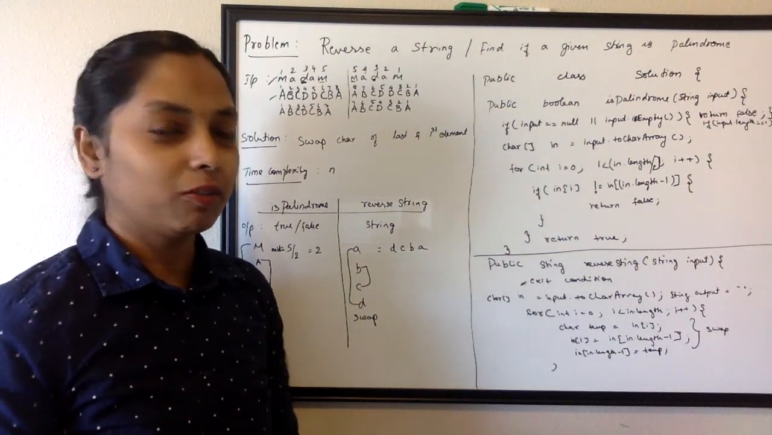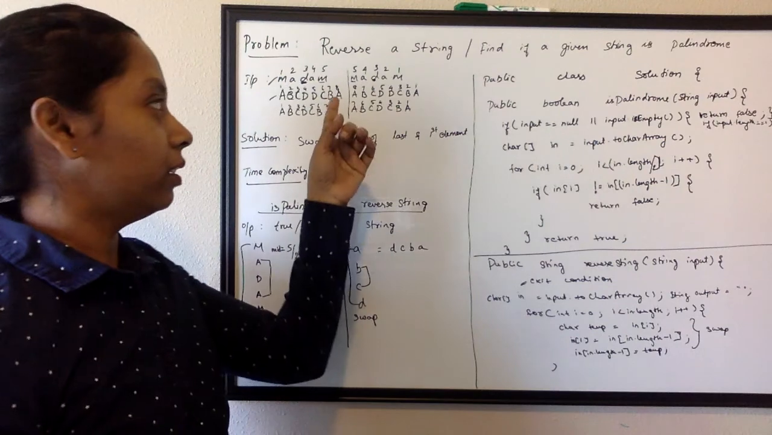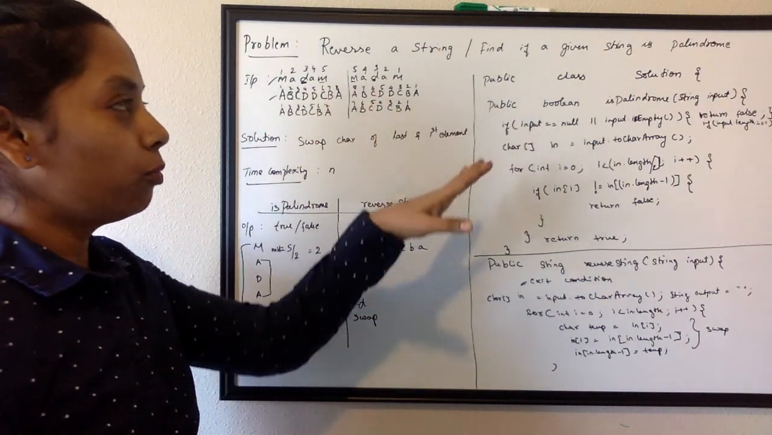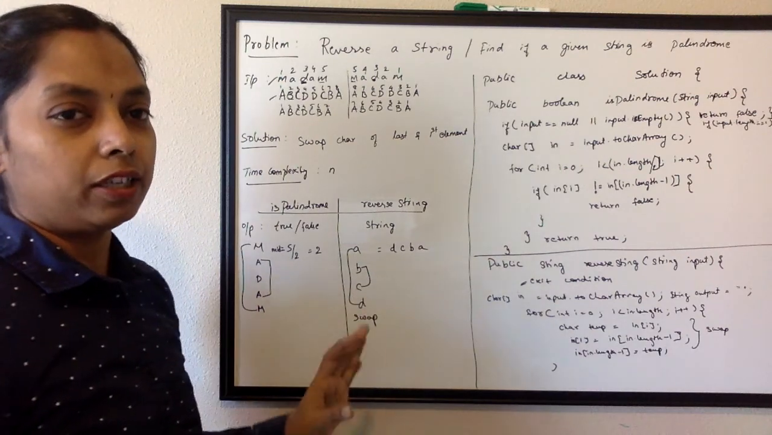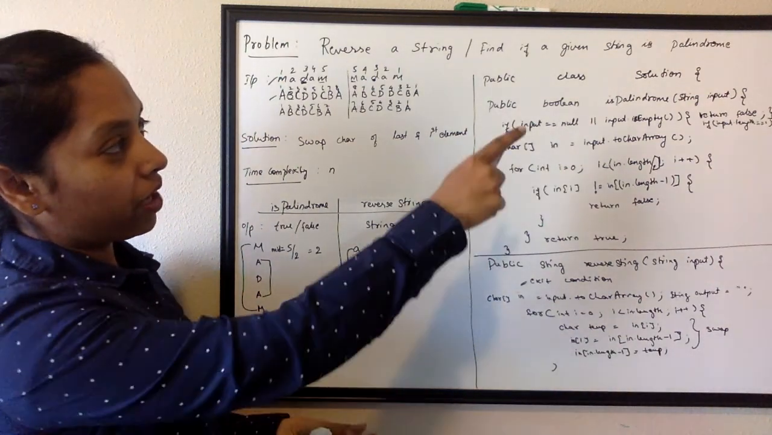Guys, today we're going to look at a problem. Find if a given input string is a palindrome and reverse the input string. So we have chosen these two problems to solve in the same manner. It uses the same solution, and let's get into the problem quickly.